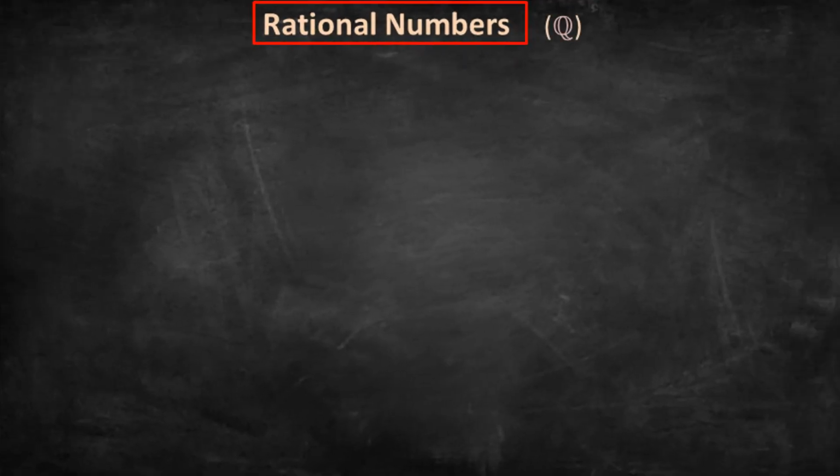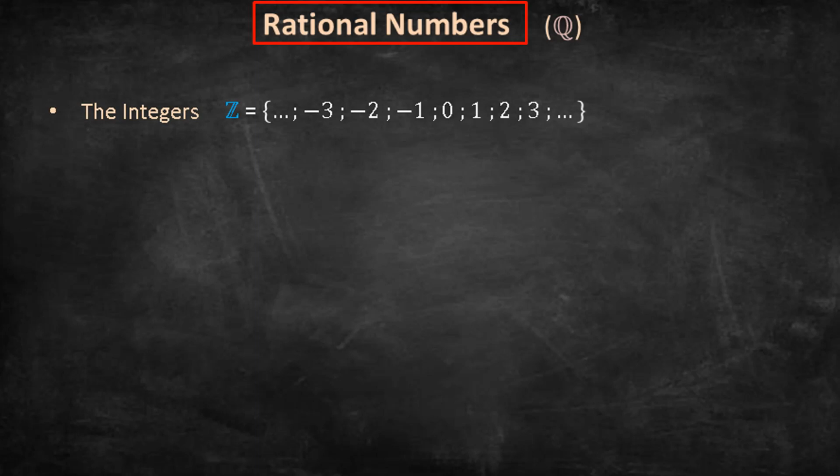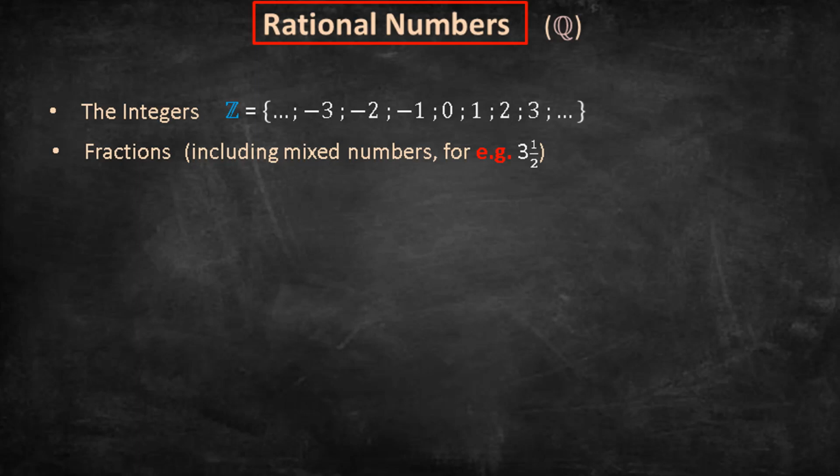Here's a more complete list of the rational numbers. We saw previously that the integers are all rational numbers, since we can write them as fractions. Then any fraction, including mixed numbers, for example 3.5, would be rational. 3.5 we can write as a fraction as 7 over 2. Another example, negative 4 and 3/5 can be written as negative 23 over 5.